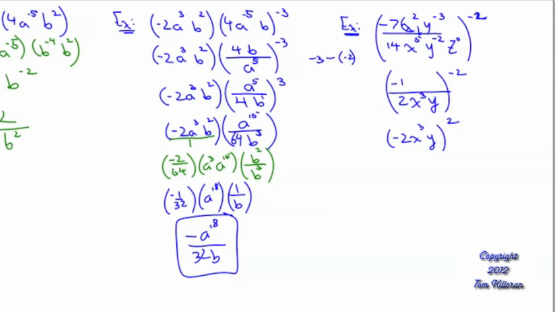Negative 2 squared is positive 4. X cubed squared, x to the 6, y squared, and there's your answer. So these things are not hard. You just have to go very, very cautiously through them and make sure you've got those laws off to the side to make sure you're following one of them.